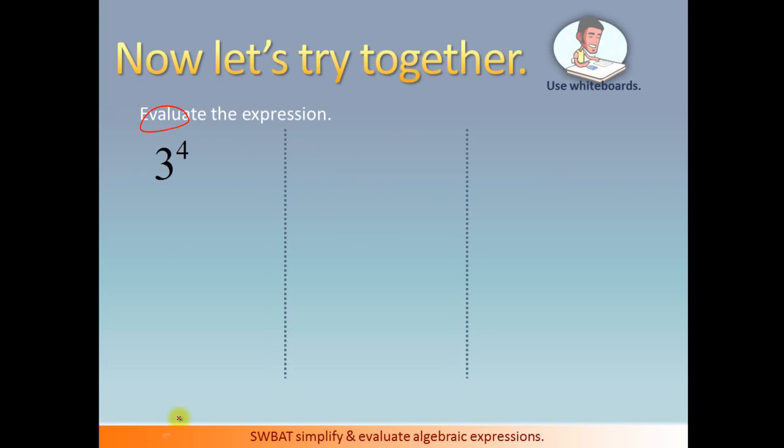3 to the 4th. Are we repeating the 3? Are we repeating the 4? We're repeating the base. How many times? 4 times. 3 times 3 times 3 times 3. 3 times 3 is 9. Another 9 gives you 81.